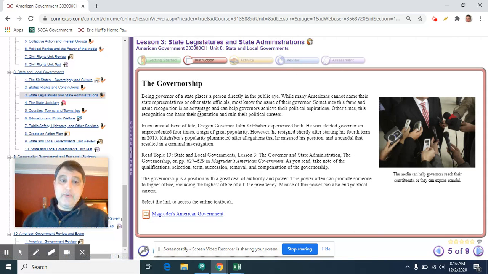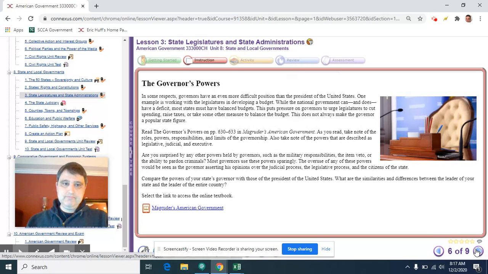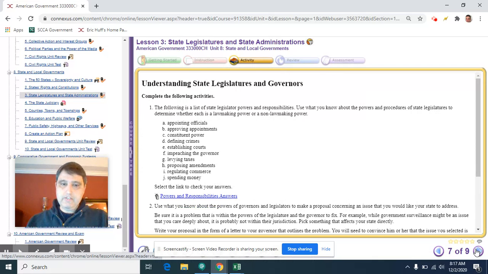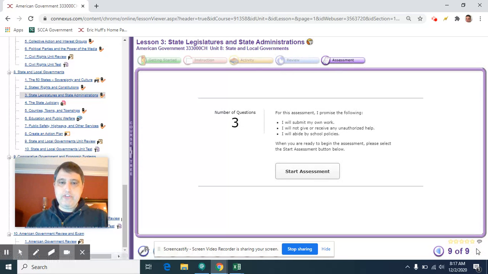Okay, then you're going to read about the governorship. The governor is the person in the state government that is head of the executive branch, similar to the president at the federal level. Okay, you'll read about the powers of governors. And then here's an activity. Again, you don't have to turn in these activities, but I think it's really important to go through and do them because it helps you think about these concepts in ways that are really helpful to understand what the lesson's all about. And then, of course, you'll end with your quick check.